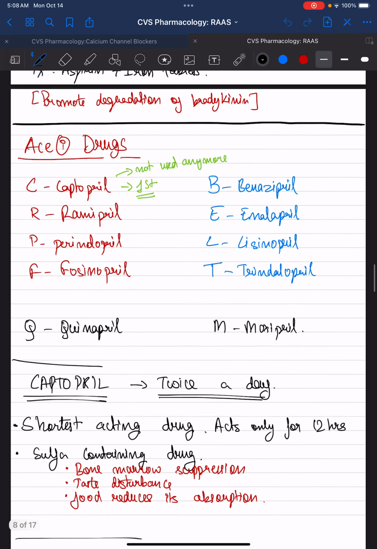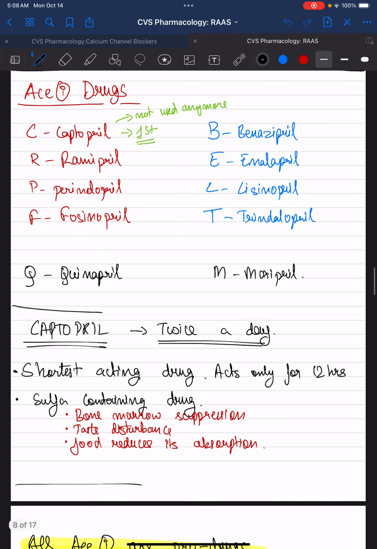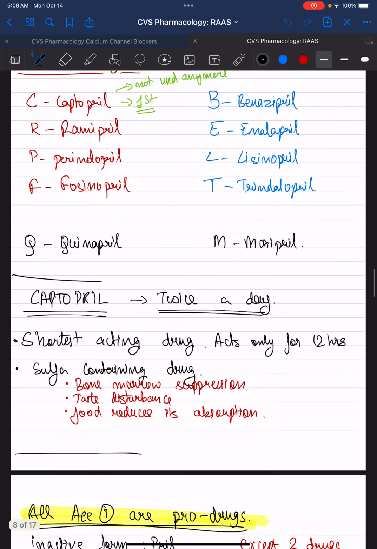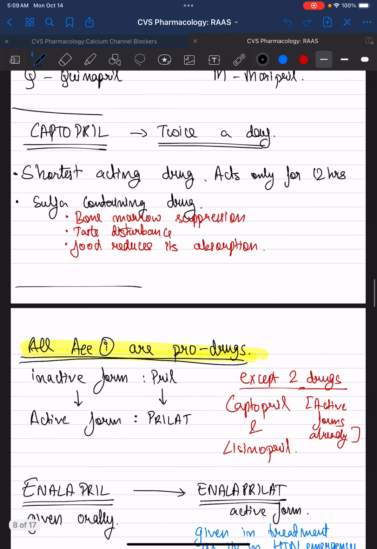So it is a good or favorable effect in patients suffering from diabetes mellitus. So, what are the ACE inhibitor drugs? We already know they end with pril. There is captopril, ramipril, perindopril, fosinopril, quinapril, benazepril, enalapril, lisinopril, trandolapril, and moexipril. So, let's study each drug.